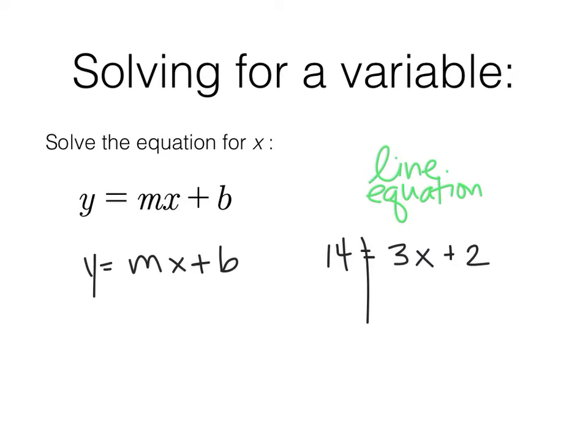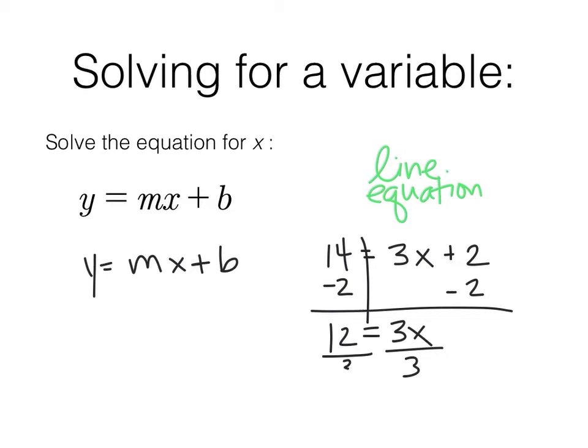Well, we would subtract 2, giving us 12 equals 3x. Then we would divide by 3, giving us 4 equals x. Or if you think about it, 14 minus 2 over 3. Because that's what we did in order to get that 4 right there. Now, same idea over here with our equation.